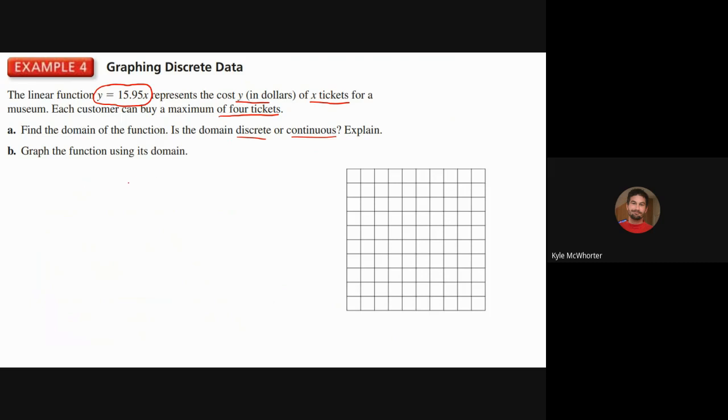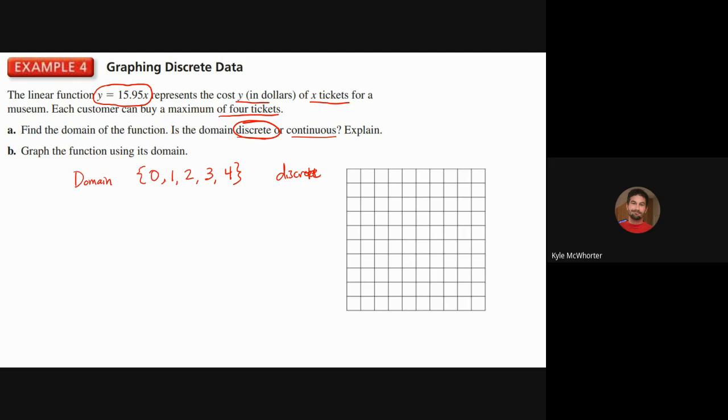Is it okay if we buy 0 tickets? Yes, it's okay if I choose to buy 0 tickets. So 0 is in the domain. Can I buy 1 ticket? Of course. 2 tickets? Yes. 3 tickets? Yes, I can buy 3 tickets. 4 tickets is the most I can buy. And I can't buy part of a ticket. I can't buy half of a ticket or 1.2 tickets or anything like that. So only whole number values of tickets are possible. So this is a discrete domain. The domain is discrete because only certain values are possible, you can't buy half of a ticket.